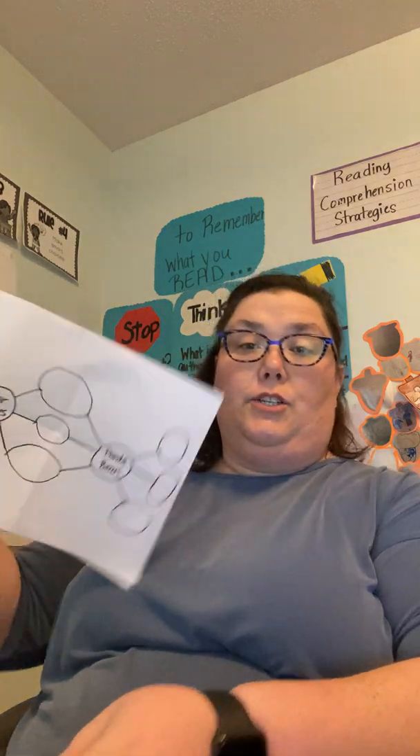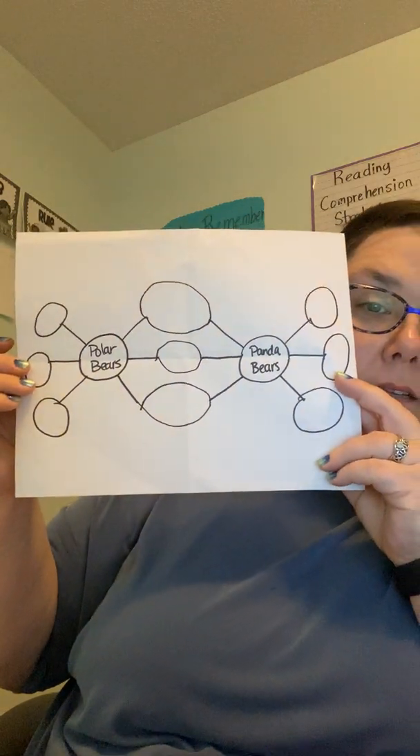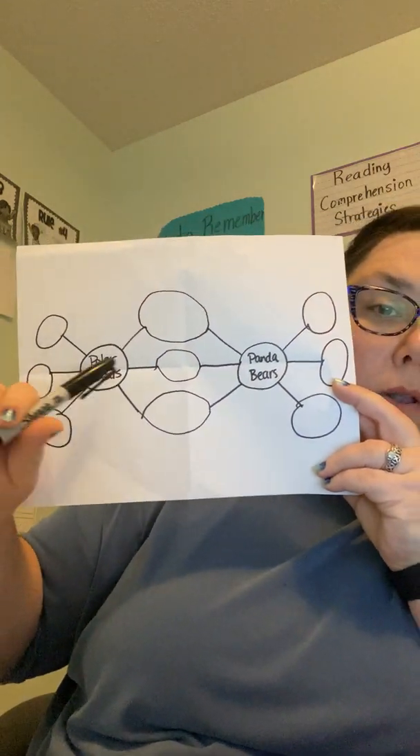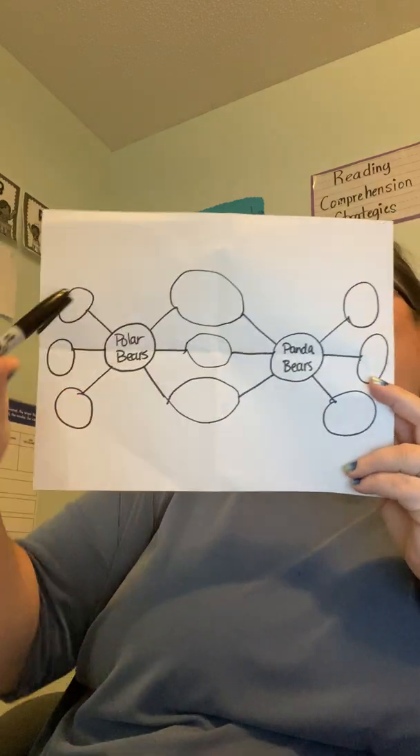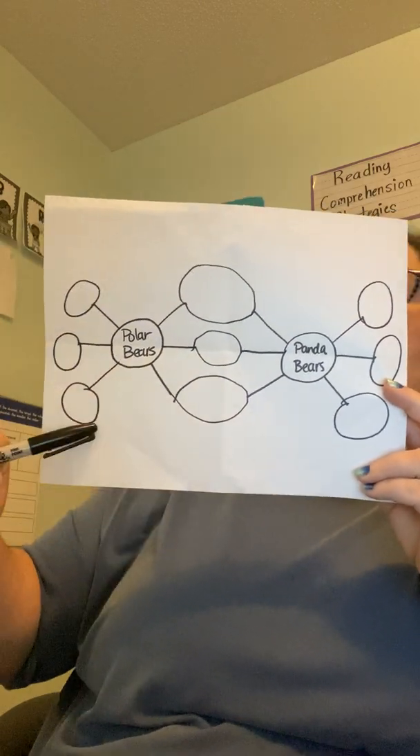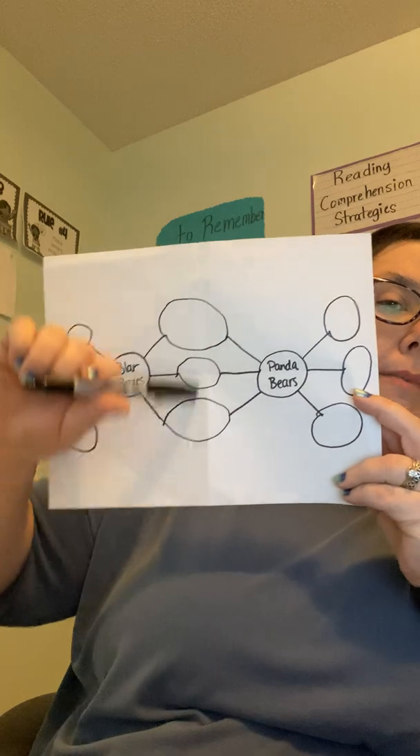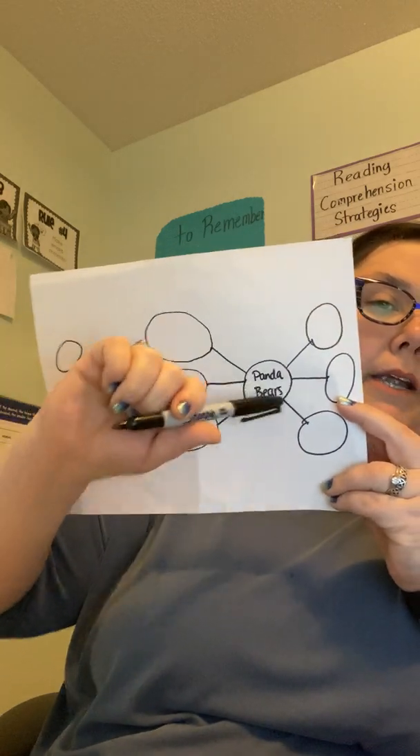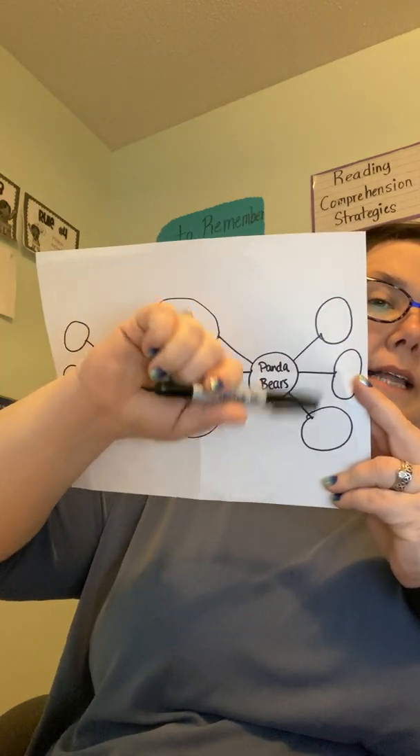Now when you're finished, it should look like this. Okay? So you've got your polar bear, panda bear. You've got your 3 bubbles on the outside of the polar bear, 3 bubbles in the middle connecting to the panda bear, and then your 3 bubbles on the outside of the panda bear.